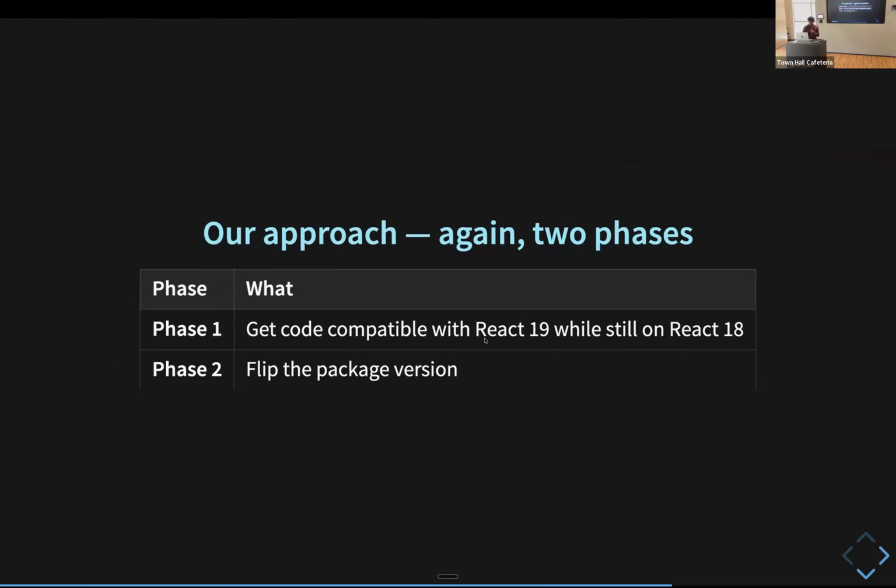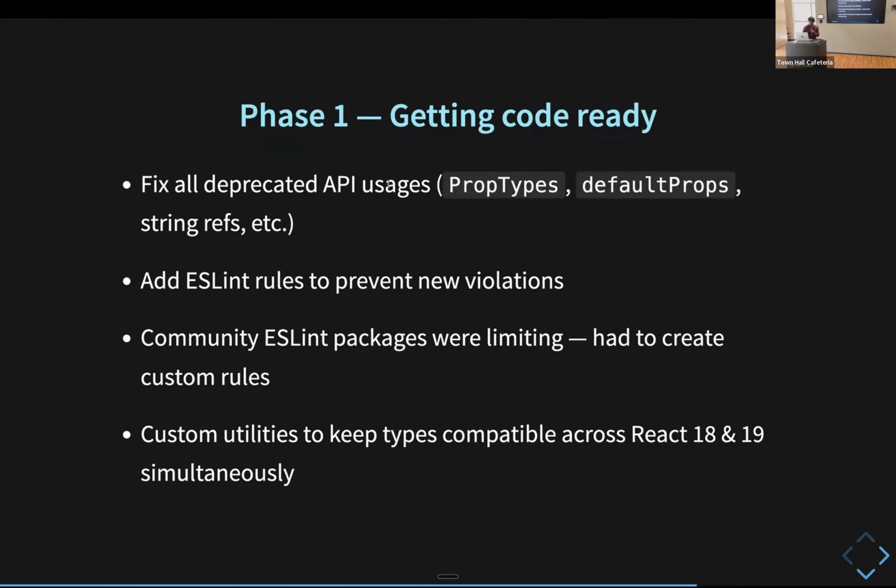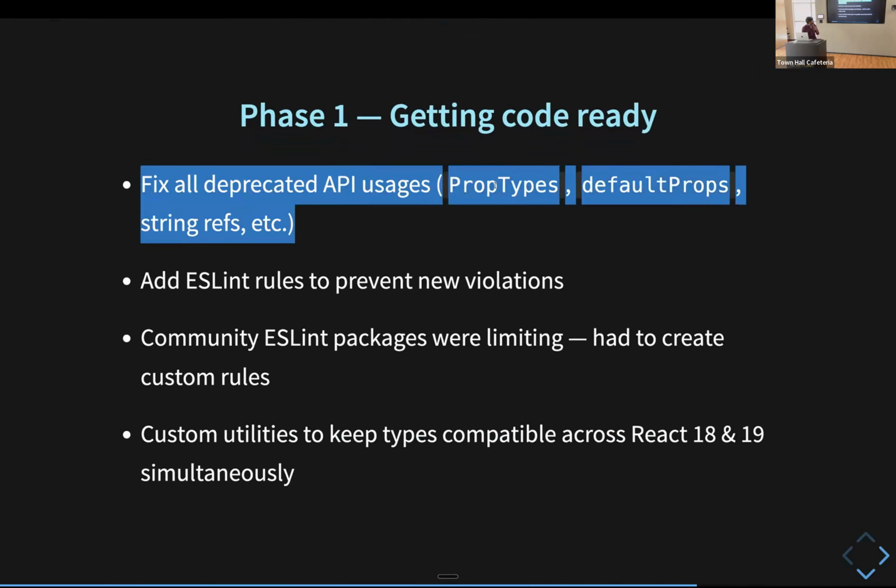So, coming back to our upgrade approach, in the first part you get your entire code compatible with React 19. Then, at a much later phase, you do the package flip, merging your React 19 package version into your main code base. Now, the thing with the first part is that React 19 removed a lot of mechanisms like prop types and default props. These APIs are now deprecated and won't work at all. You need to get rid of all of this.